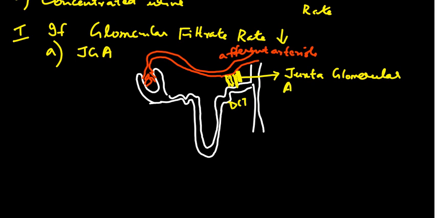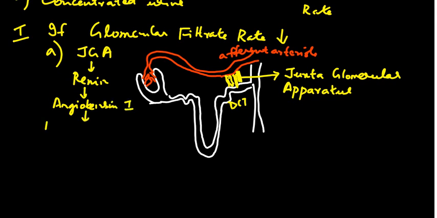Now, this is how the juxtaglomerular apparatus will make sure that the glomerular filtration rate increases. The juxtaglomerular apparatus secretes a hormone called renin, and this renin will help in the conversion of angiotensinogen to angiotensin 1 and angiotensin 1 to angiotensin 2. They are proteins.